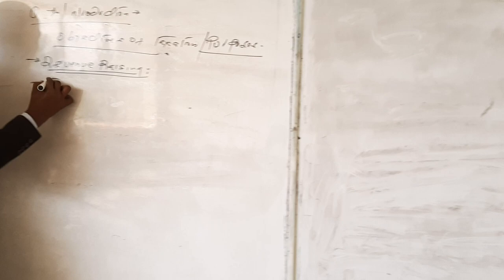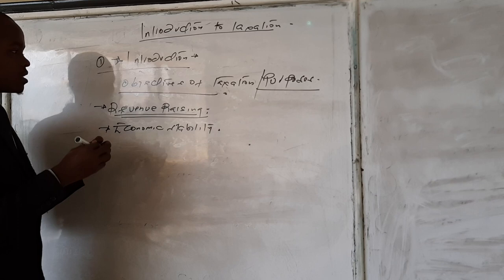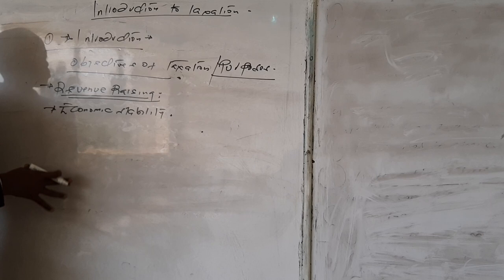So the second objective here is economic stability. Economic stability is the second objective of taxation. Taxes are also imposed to maintain economic stability in the country.